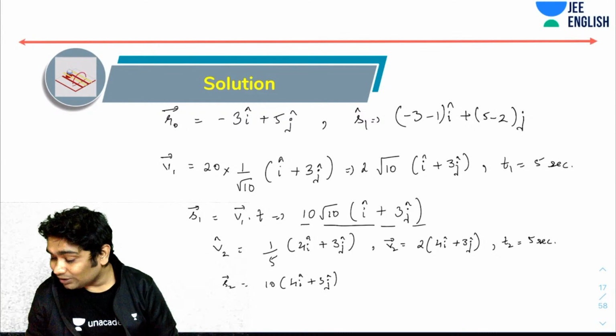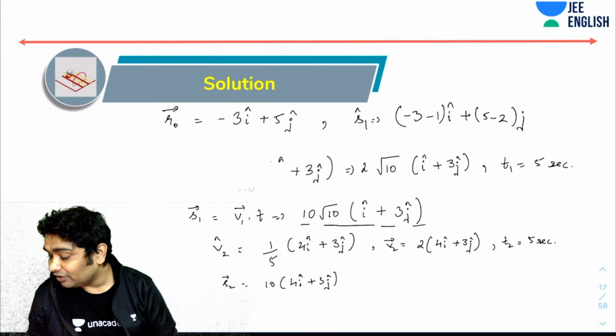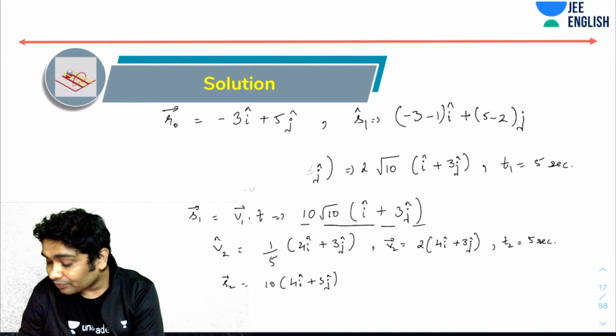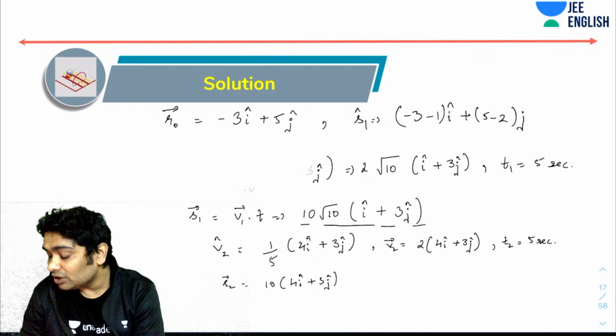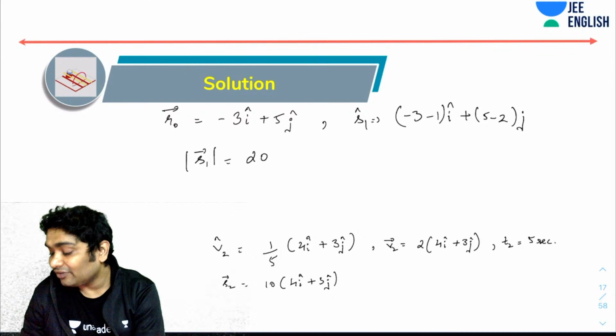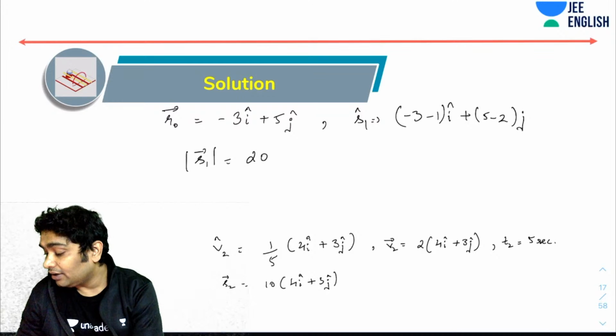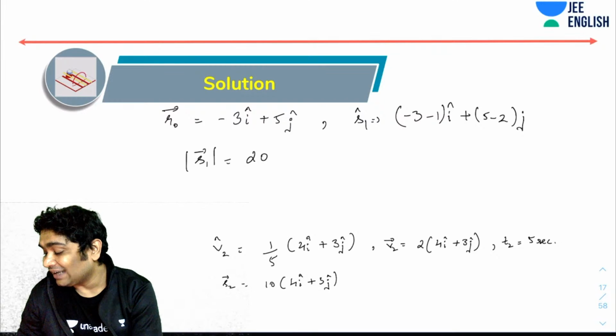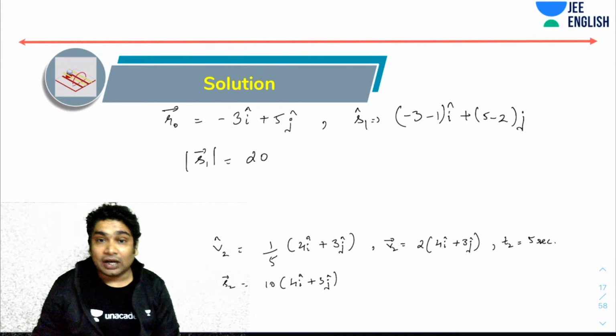Now I know that the magnitude of the velocity was 20 and it moved for 5 seconds. So I know the magnitude of displacement was 20 times 5. Because of that, my S1 vector becomes 100 times minus 4 i cap plus j cap. That is what you have.